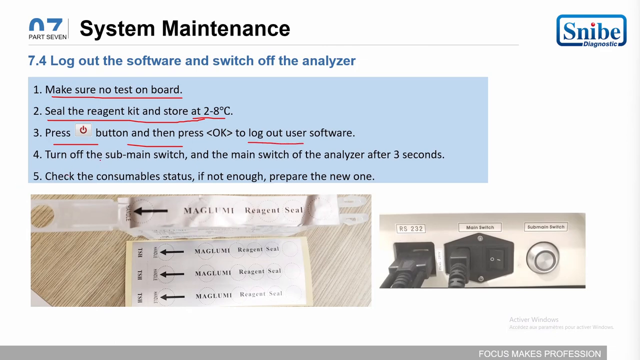Then turn off the submain switch. So this time you start with the submain switch, and then after 3 seconds, the main switch. Then check the consumable status. If not enough, prepare a new one.